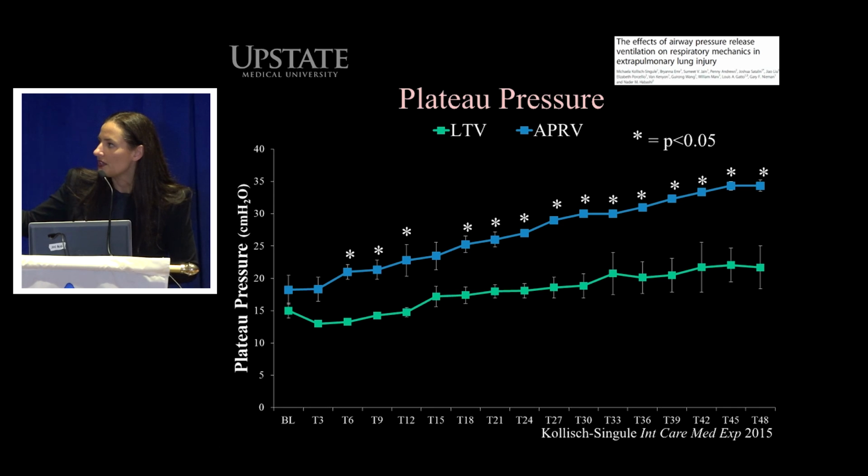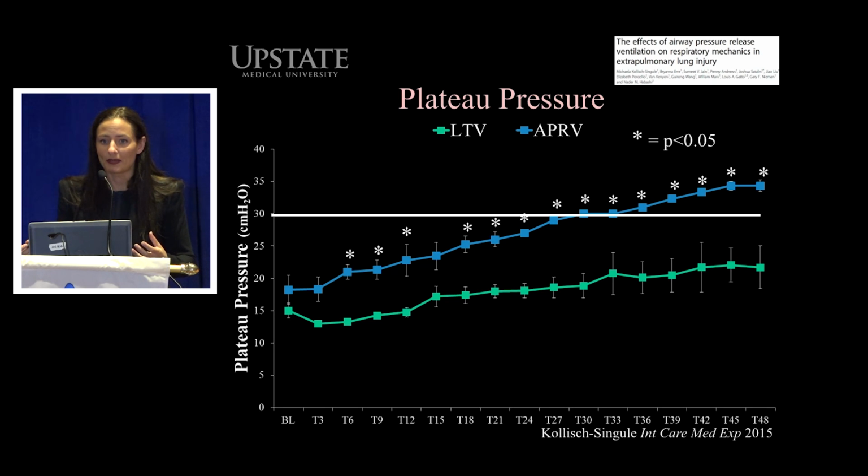And what we see in the APRV group, we're looking at the plateau pressure. APRV is represented in blue. Low tidal volume is represented in this turquoise. We're going from baseline up until 48 hours, which is our study endpoint. We see that the plateau pressure slowly starts to increase over the duration of the study in APRV, such that the plateau pressure is significantly higher in the APRV group as compared with low tidal volume ventilation. Moreover, we're actually ventilating these patients at plateau pressures above 30 centimeters of water, which is standardly considered to be injurious.